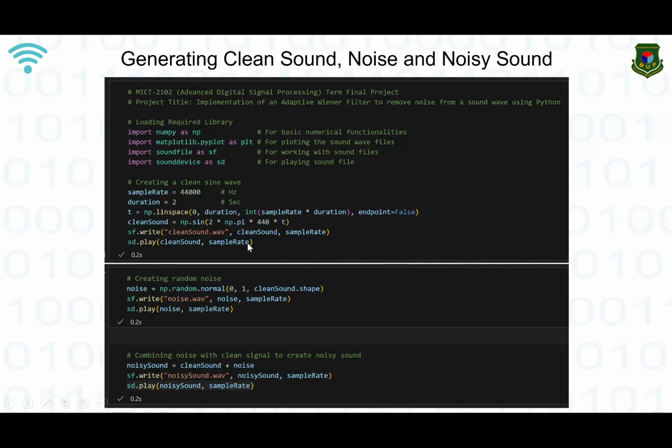Thank you. Hello, this is Jahangir Alam. Assalamu alaikum. We have implemented our code in Python. At first, we require some libraries: NumPy for basic numerical functionalities, matplotlib for plotting, soundfile for working with the sound file, and sounddevice for playing the sound file. At first we create a simple sine wave. After that, we create a random noise. Combining both of them, we get the noisy sound.